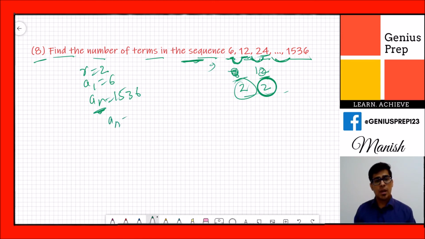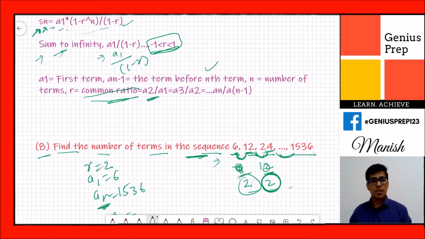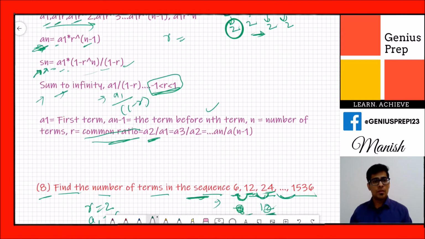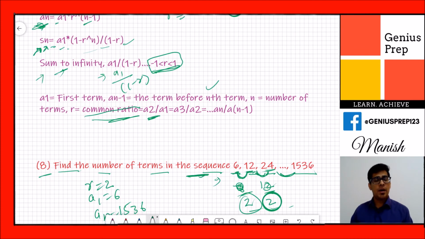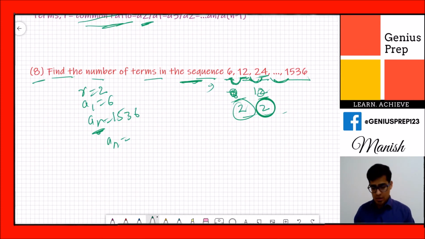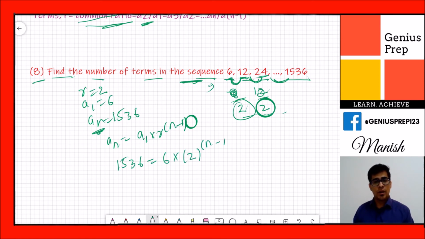So we know the formula: an is equal to a1 multiplied by r raised to n minus 1. So an is 1536, a1 is 6, multiplied by r, which is 2, raised to n minus 1. You see this equation, so we divide both sides by 6. The 6s cancel out, and 1536 divided by 6 gives 256, equal to 2 raised to n minus 1.